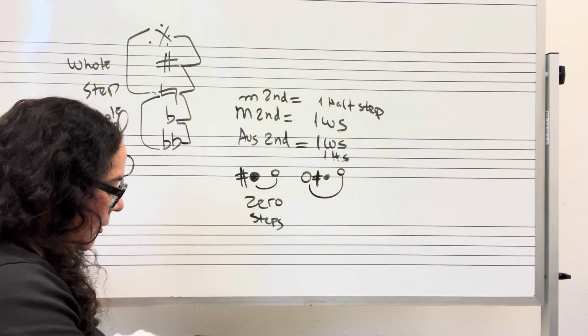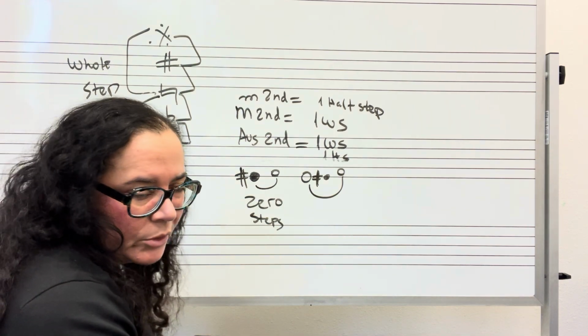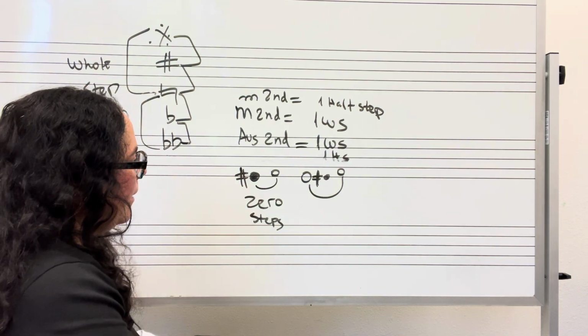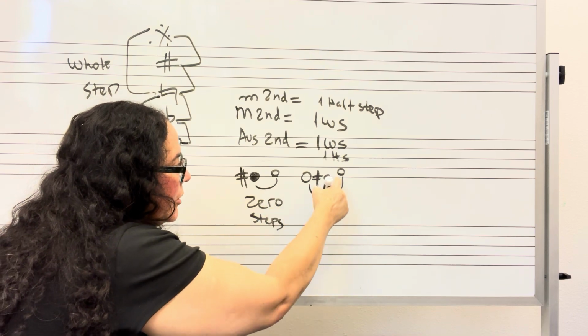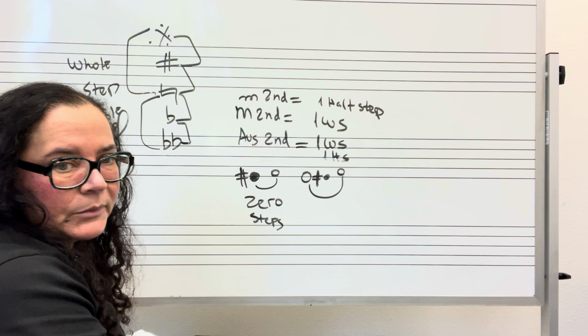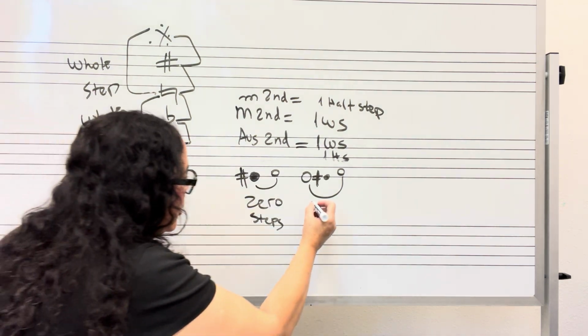Half step is the lowest distance between two consecutive conjunct sounds in Western traditional music. So if I put one sharp on the E, it is going to be in the same place on the keyboard as the F. So it has 0.